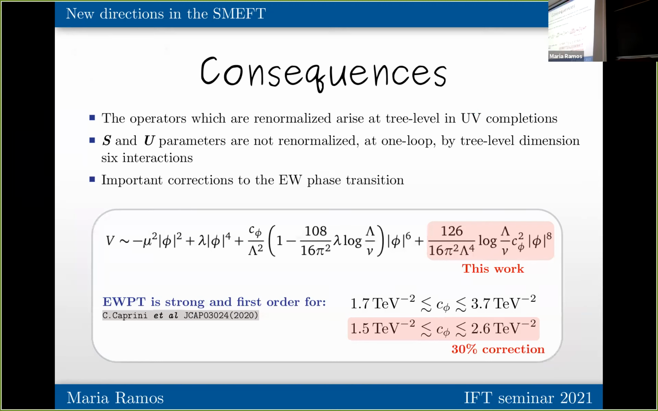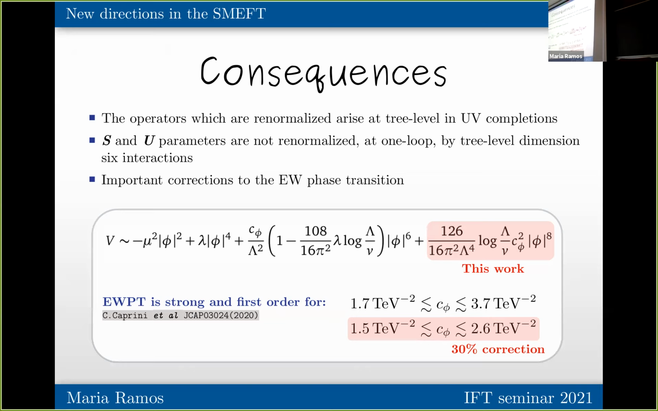Another consequence we could explore was the impact of this dimension 8 running on the electroweak phase transition. Here we are computing the corrections to the Higgs potential, assuming that the only effective coefficient which is non-vanishing is the one associated with the Higgs to the 6 operator, so this C5. So you have the standard model, then this effective operator at dimension 6, running as computed by Manohar and collaborators, and then this contribution from this work from inserting in loops 2 contributions of these Higgs to the 6.